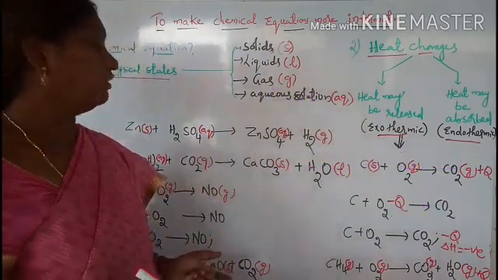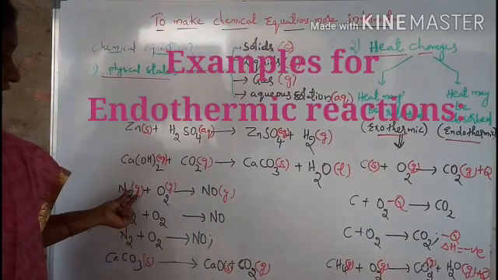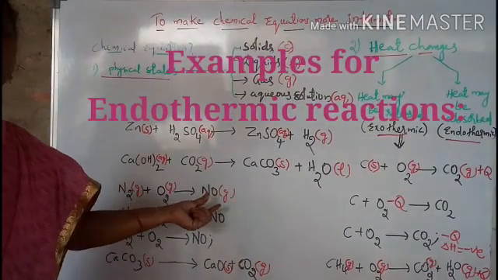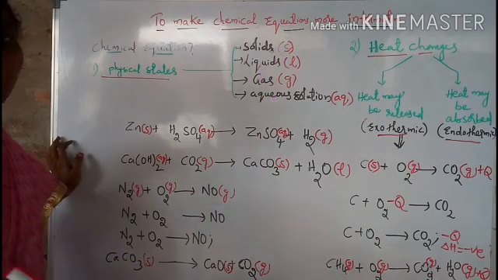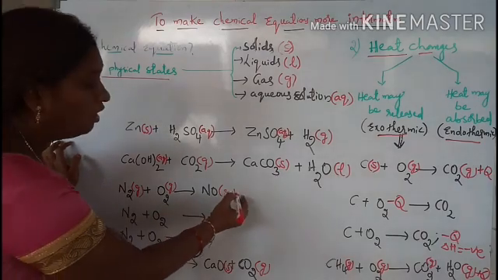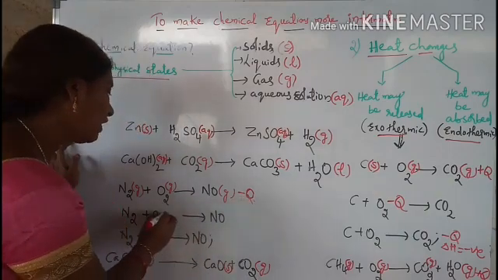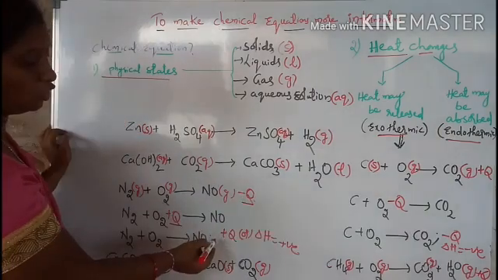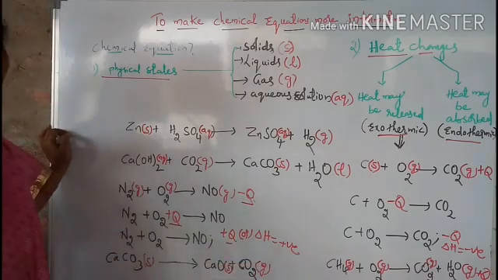Okay. Then we go for some endothermic reactions. Here N2 plus O2 gives rise to NO, an endothermic reaction. We already mentioned the physical states. Now you have to indicate the heat absorbed. So the heat absorbed is shown on the product side as minus Q or in the reactant side as plus Q. Totally out of the reaction as plus Q or delta H is equal to positive.